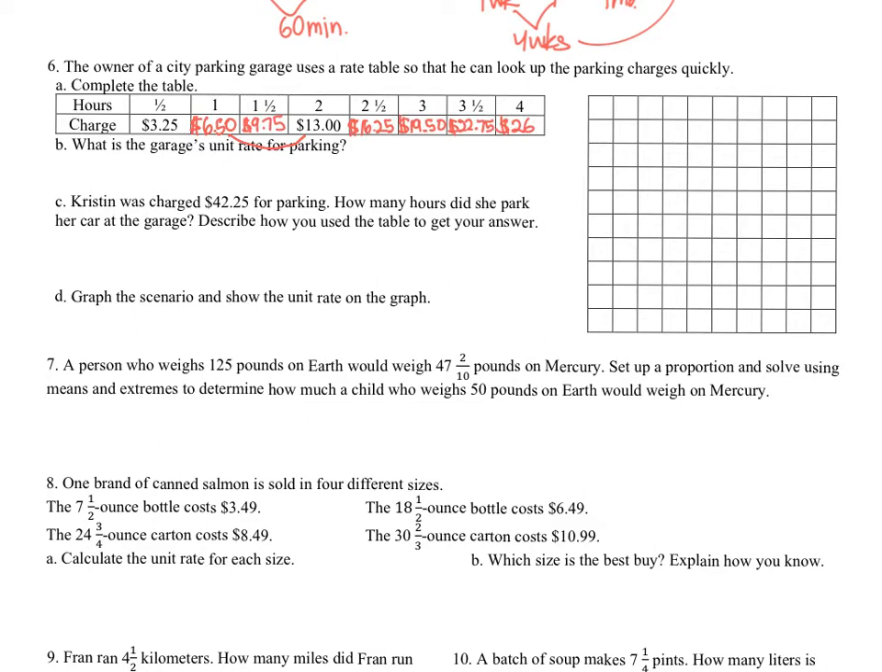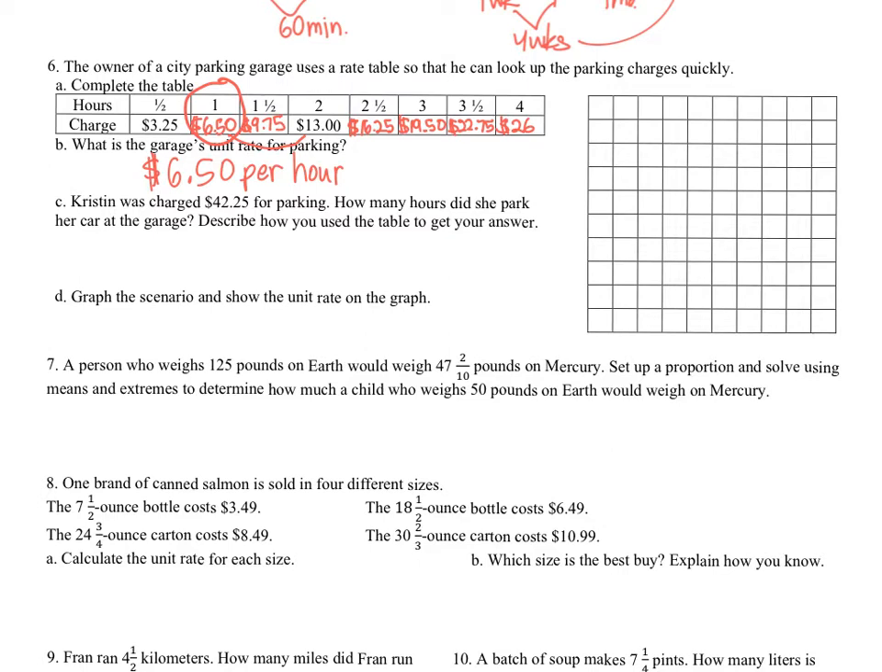And then it asks us what the unit rate is. Well, the unit rate, of course, is in this box that shows how much per hour. So $6.50 per hour. Kristen was charged $42.25 for parking. How many hours did she park her car in the garage?